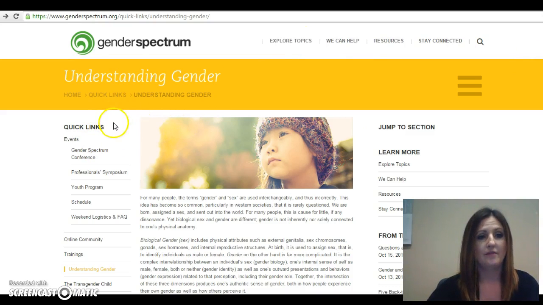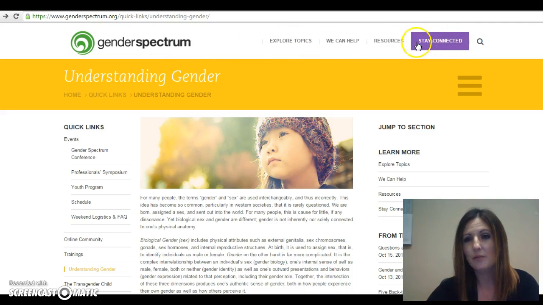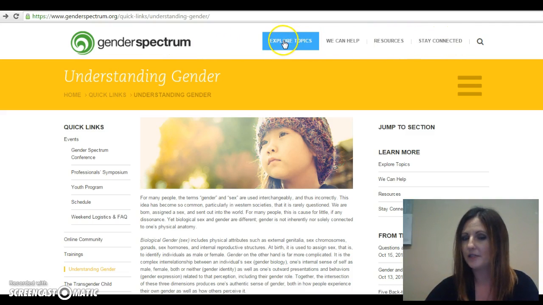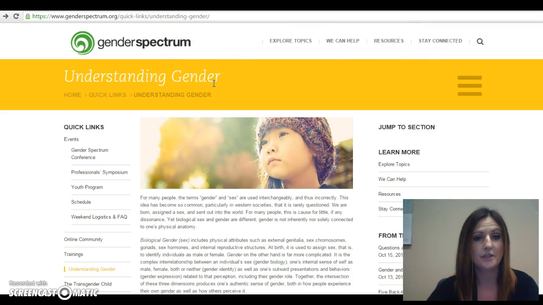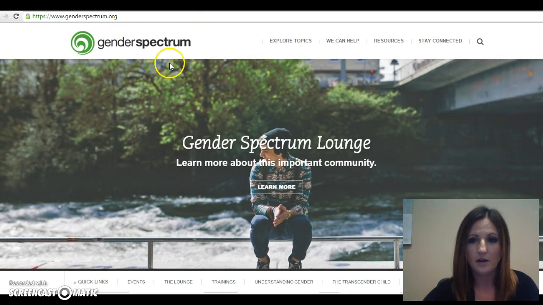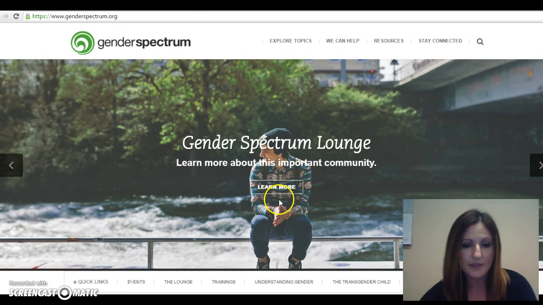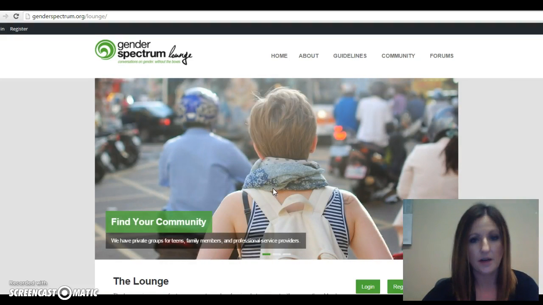So instead, we have this Gender Spectrum. I was looking at this page and I thought it would be really nice to understand this organization and what it's about. I have a sense of what it's about, but I'd really like to see its mission statement. Couldn't find it here, so I decided to click on their logo, which took me here. On this page, it says, learn more about this important community. So I thought, oh, we'll go here next.